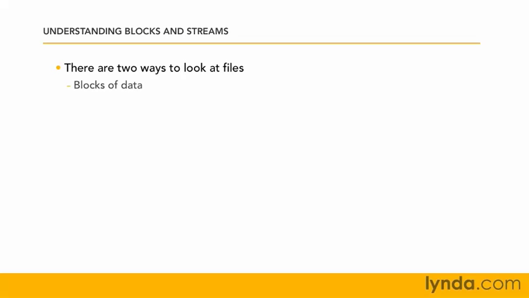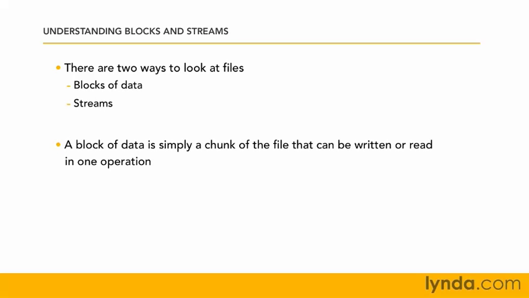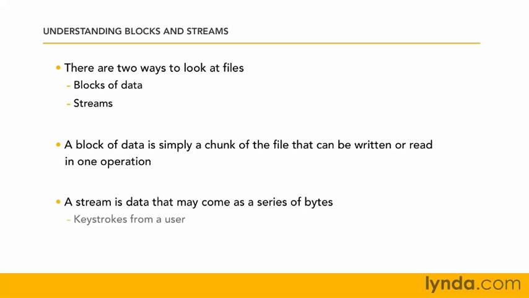One is the blocks of data that you're used to thinking about, and these are like the files that are on your hard disk. And the other is something called streams. A block of data is simply a chunk of a file that can be read or written to in one operation. A stream is data that may come as a series of bytes. This could be keystrokes from a user. This could be data sent over a network. It can be a lot of things.